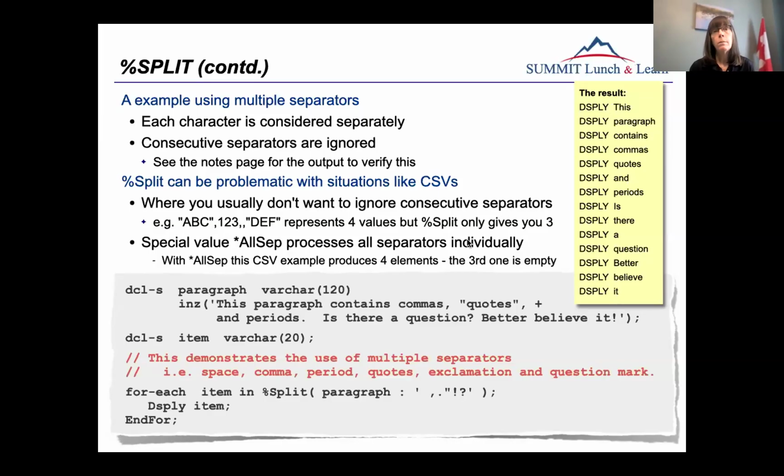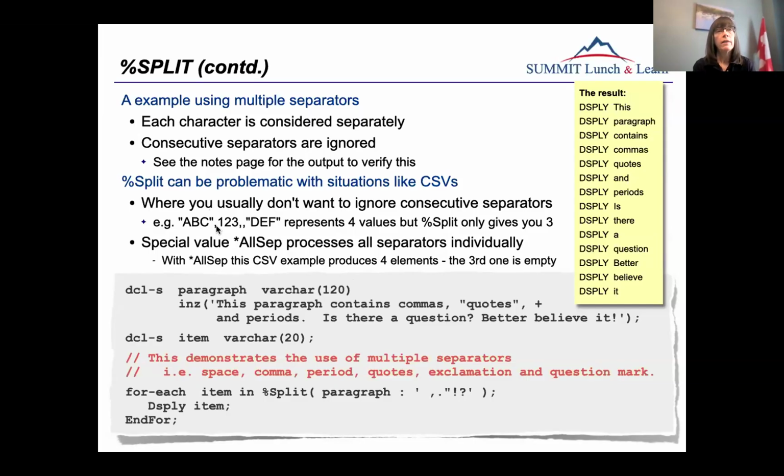Now, I mentioned CSVs before. There's one thing you need to understand about this %SPLIT if you're using it with CSVs: remember what I said, two spaces back to back are ignored, or the second and subsequent ones are ignored. The same thing happens with commas. So you have to use another special value called *ALLSEP as another parameter, a third parameter rather, sorry, after the list of separators that you want to use.